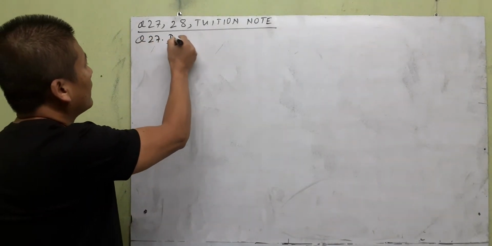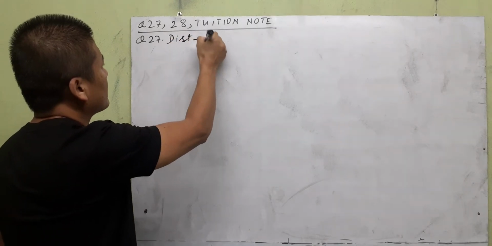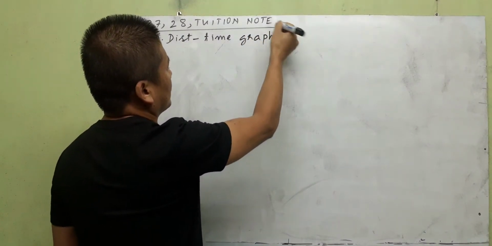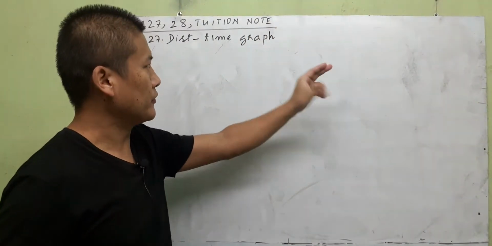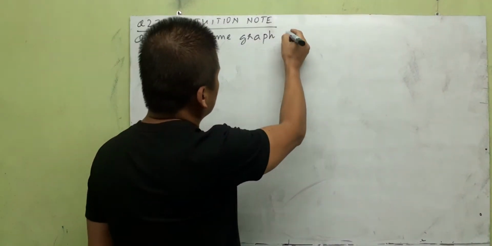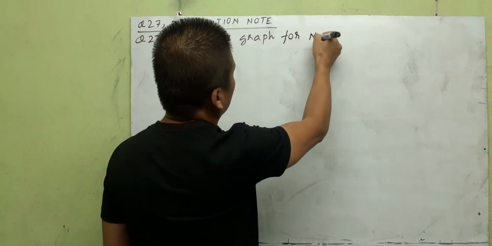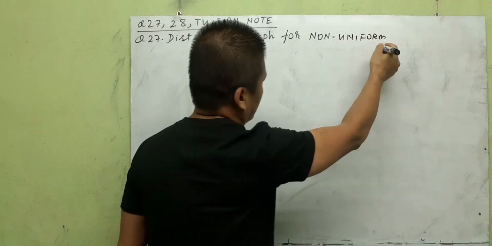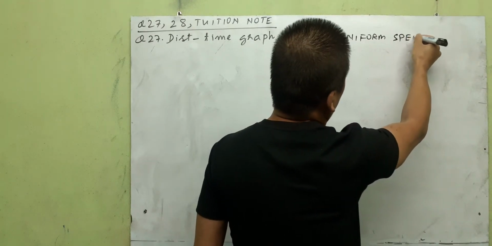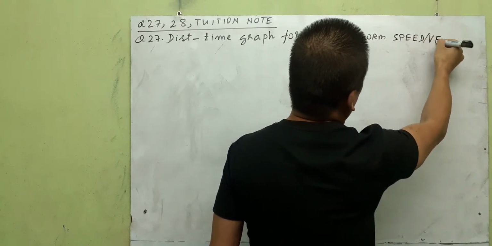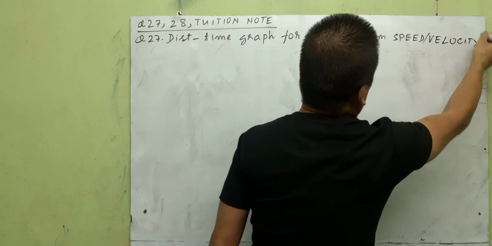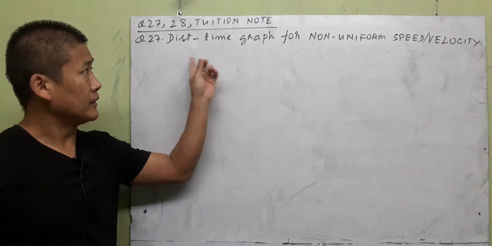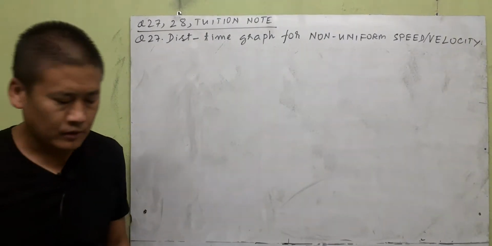Last class we discussed the distance-time graph for uniform speed or velocity. Today, it will be the distance-time graph for non-uniform speed or velocity. So when an object or a body is moving with non-uniform speed or velocity, what kind of distance-time graph will we get? That's what we're going to see here.